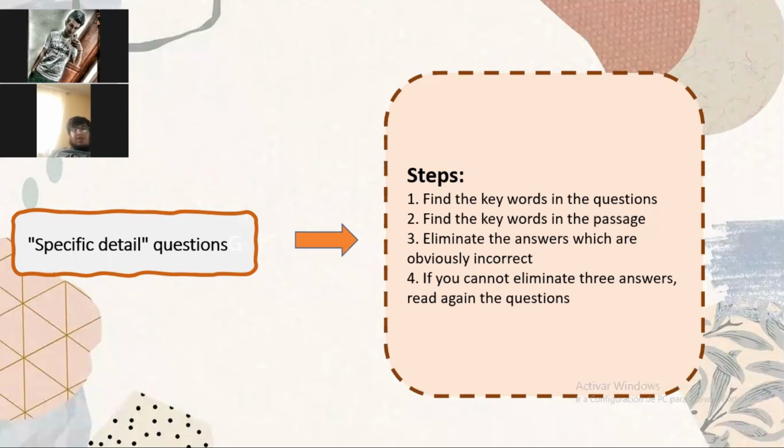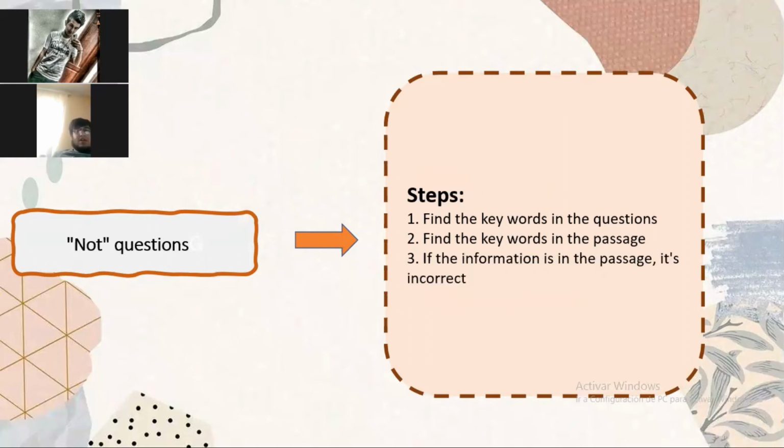Remember, don't think whether an answer is right or wrong. Don't think yes or no. You have to think and eliminate some answers that obviously are incorrect. Fourth, if you cannot eliminate the answers, read the question again. Then we have question type 9, not questions. On the TOEFL, you will be asked to find what information is not present in the passage. These questions are very simple. You can be confused if there are many in a row.